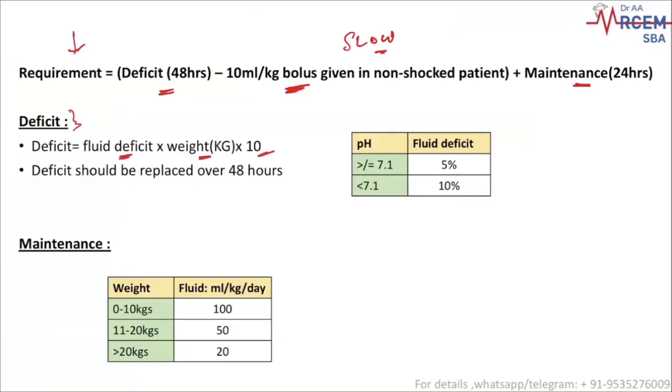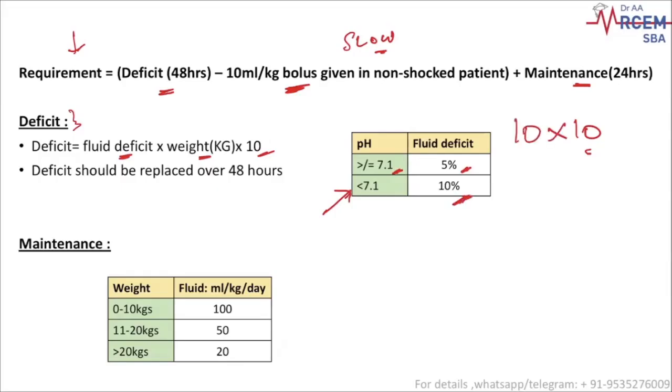For example, we'll take 10 kgs. How to know the fluid deficit? Look at the pH. If the pH is less than 7.1, suggestive of a severe deficit, then you take it as 10. If the pH is 7.1 or more than 7.1, then you take 5 as the fluid deficit. We will consider here a severe deficit.